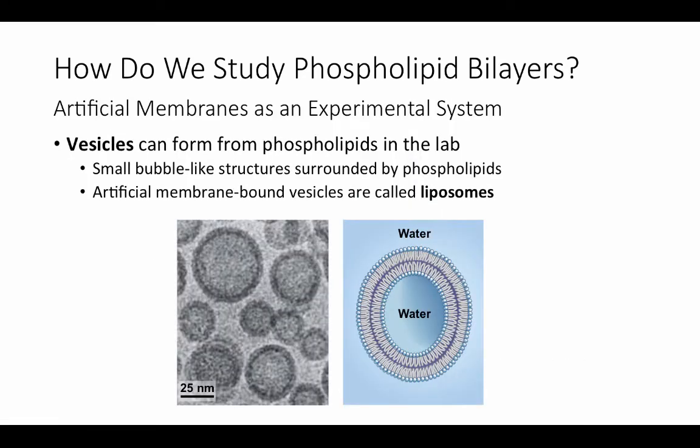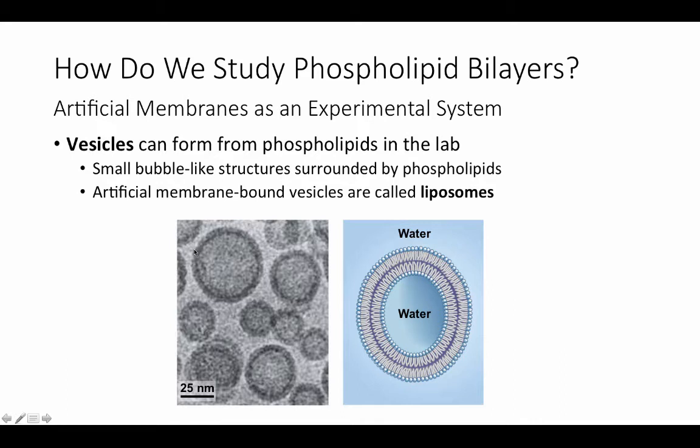So we can assemble these phospholipid bilayers in a couple of different ways. If you just drop these phospholipids into water, they're going to tend to form little vesicles. They're going to self-assemble into a little droplet with water on the inside and water on the outside. And these artificial membrane-bound vesicles we call liposomes. So these are little small bubble-like structures floating in the water.